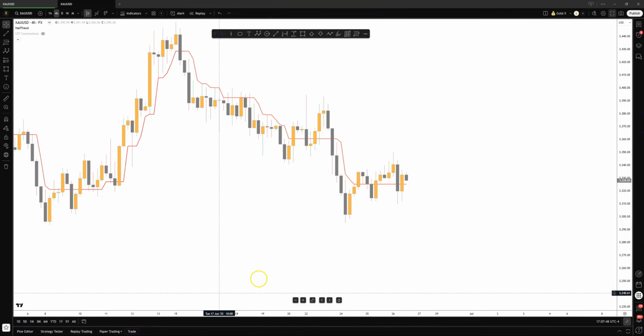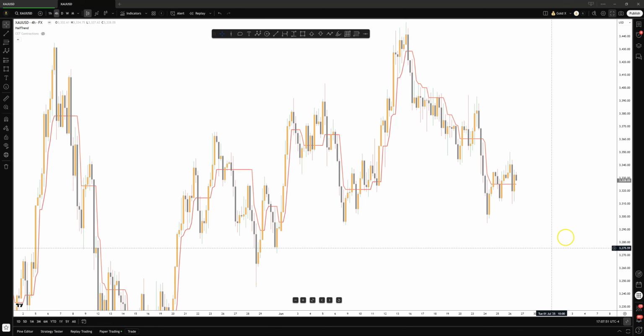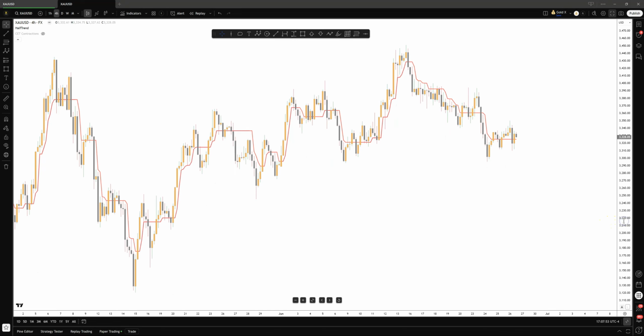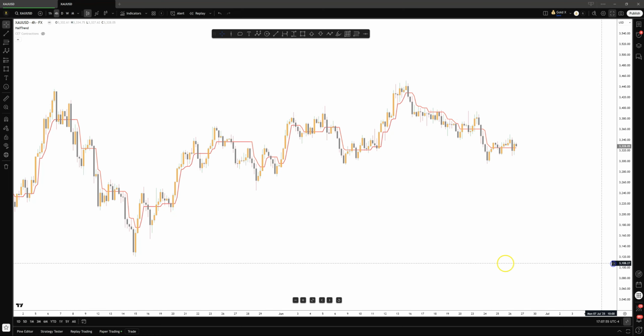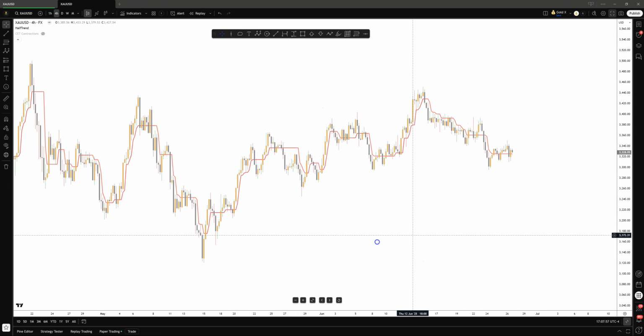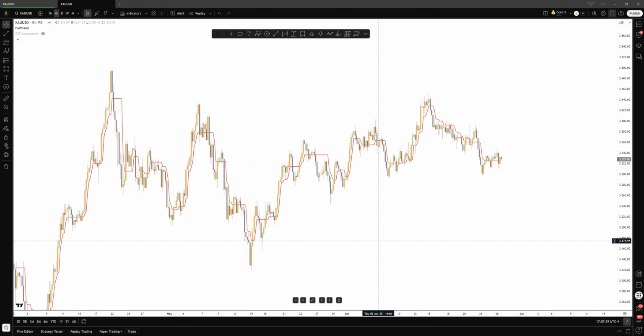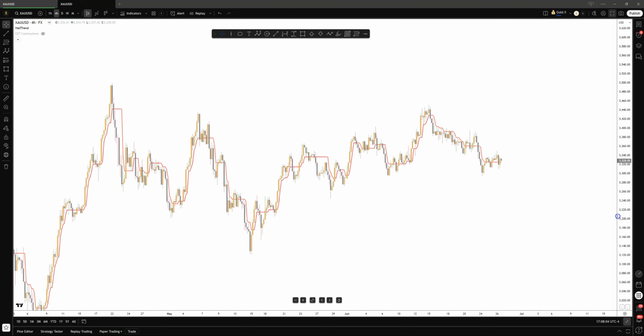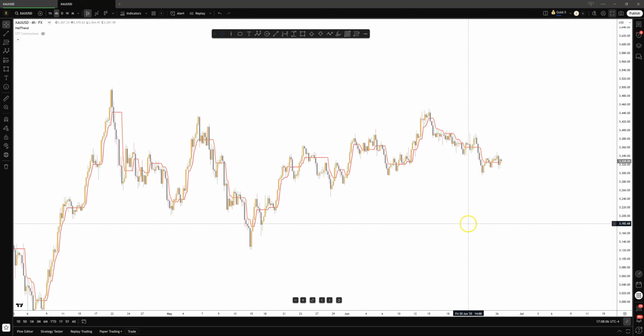Trendlines. They can be super powerful if you use them right. There are traders doing this with only trend lines. I know that. And some do it in a very good manner, for sure.